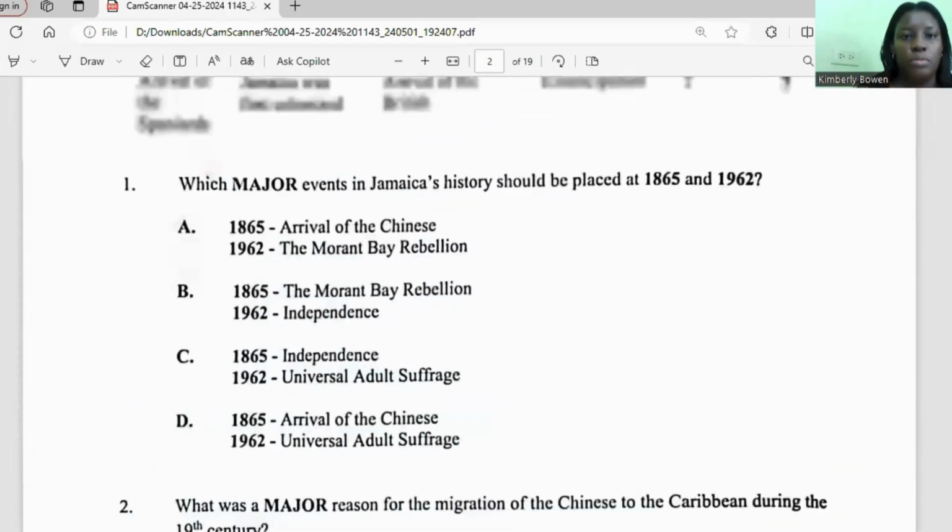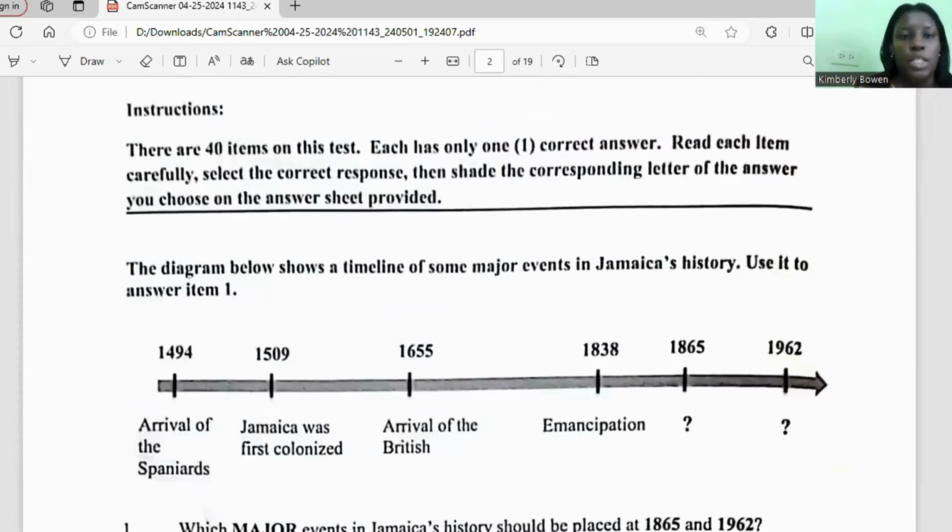In today's video, we're going to be looking at the Social Studies 2023 curriculum-based test. So let's get right to the paper. So the instructions read, we know for every paper there's 40 items and you're supposed to shade only one correct answer.